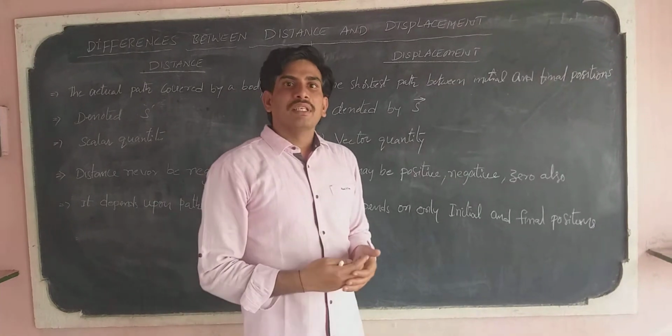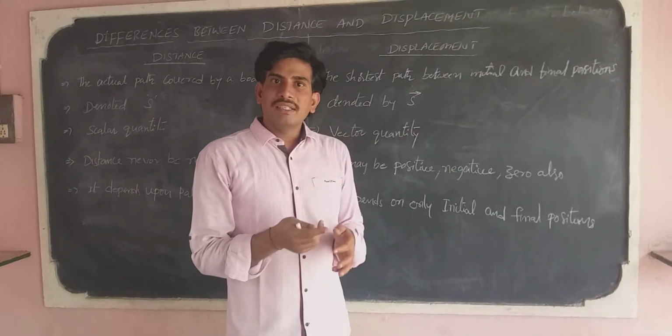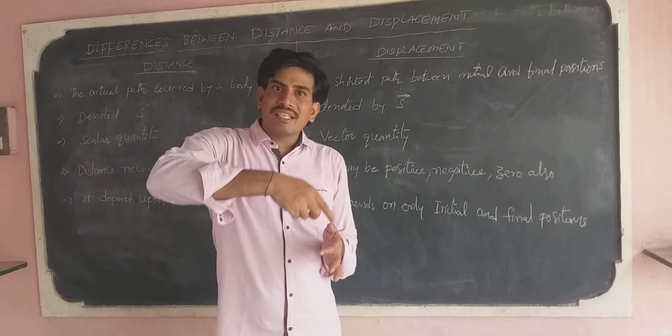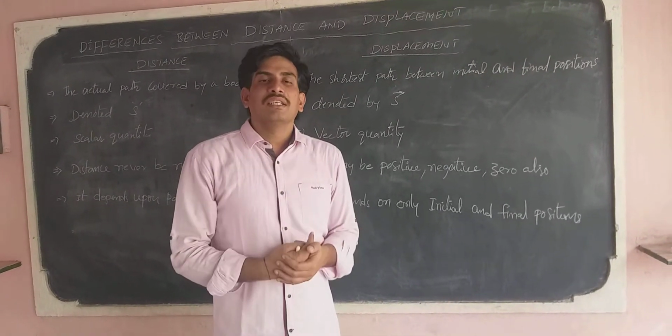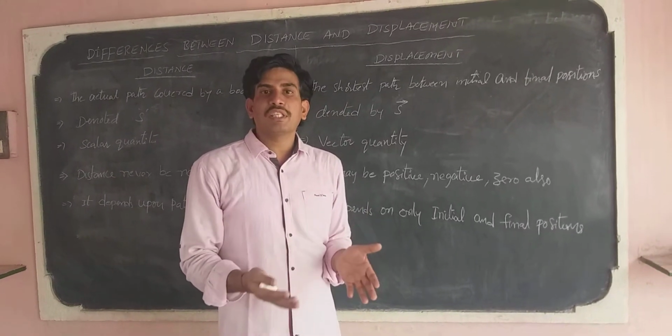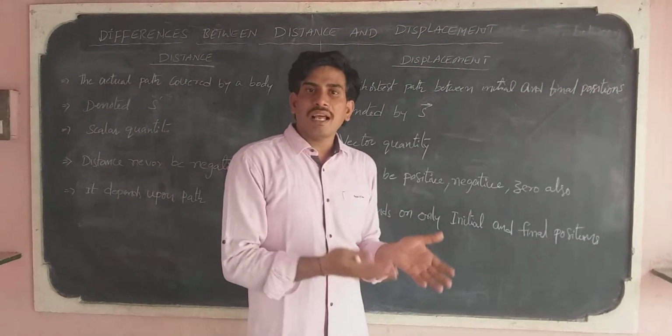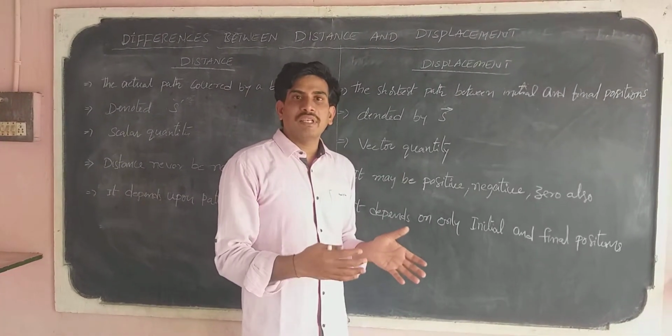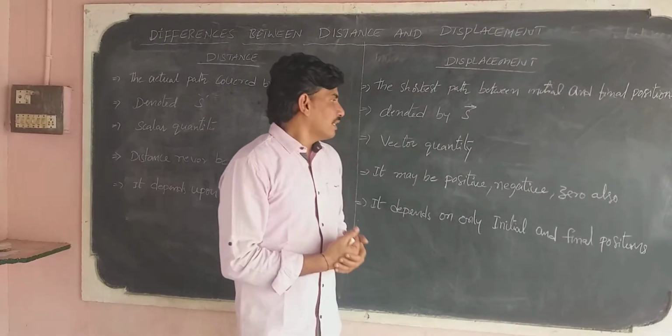When is it zero? If the object started its journey and covered a certain distance and again came back to its initial position, then obviously displacement is zero. Even though it has some distance, the displacement is zero. Why? Because here the initial and final position are both the same. There is no shortest distance existing in this condition, so displacement is zero.